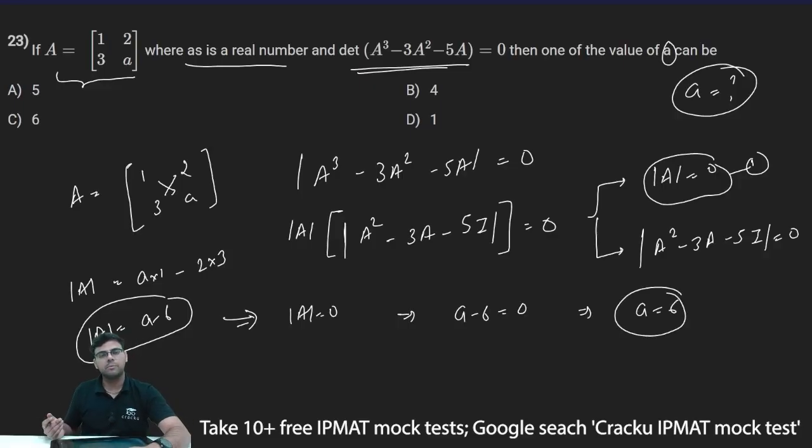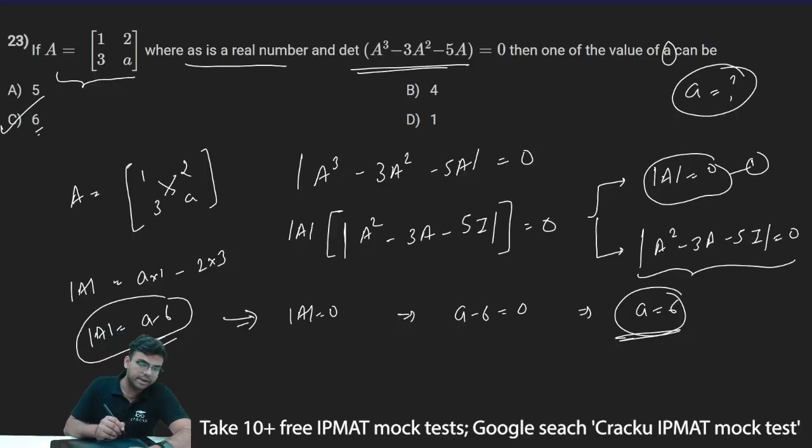Now since we are worried about getting only one of the values of a, and we have the option of a is equal to 6, I don't need to check the other condition, because this is a single correct answer type question, so we don't have to check multiple values. We could check the determinant of A square minus 3A minus 5I to be 0 as well. But since we have already found that the value of a is 6 just by using the determinant of A, which is a minus 6, and comparing it with 0, I can say one of the values of a can be 6, and thus option C is my correct answer.